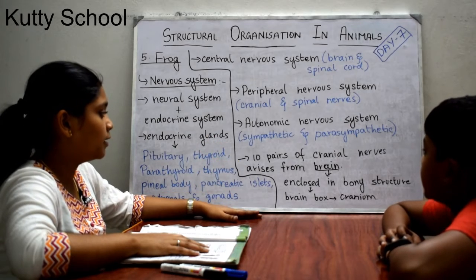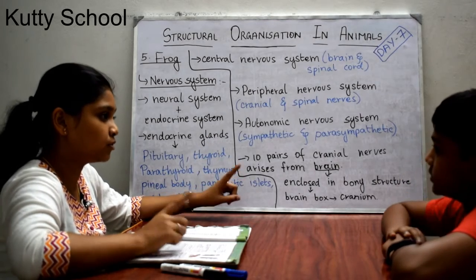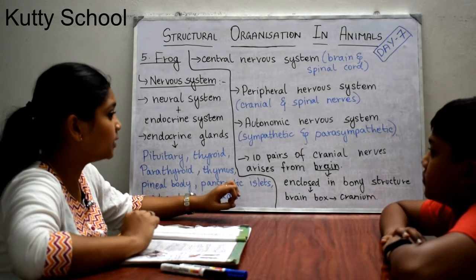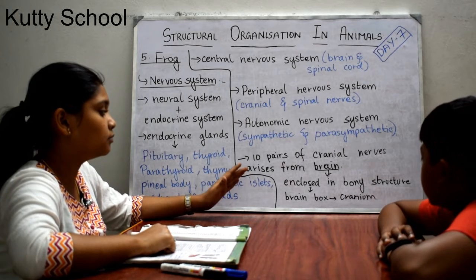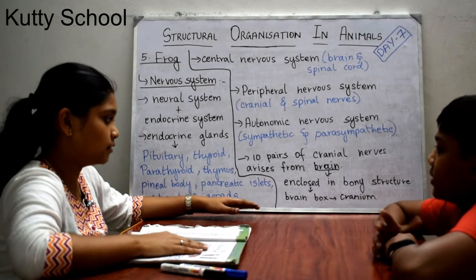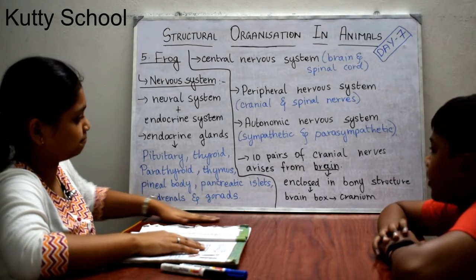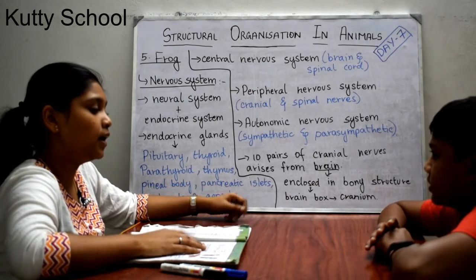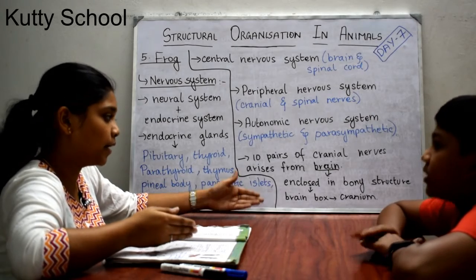Ten pairs of cranial nerves arise from the brain in the frog, so totally there are 20. The brain is enclosed in a bony structure like a skull, known as the brain box. For us it is the skull, for them it is the brain box, which is the cranium.